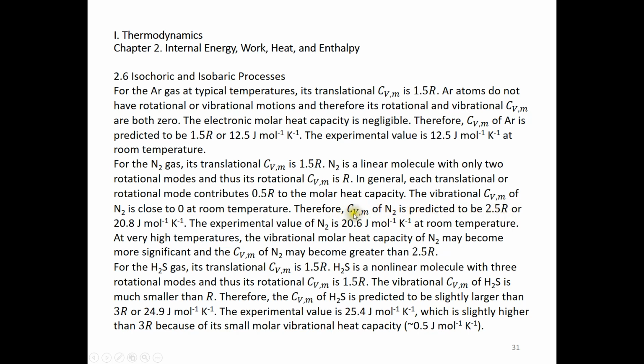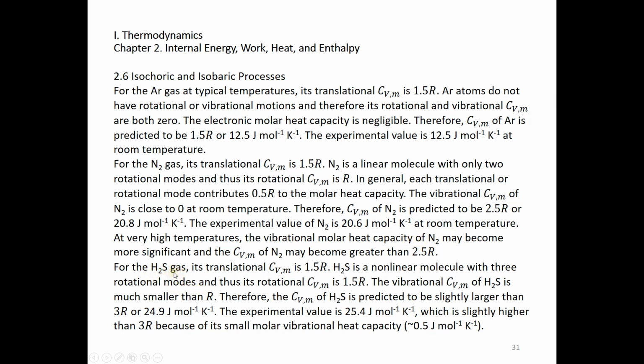Oh, I forgot to mention isochoric. Now R is roughly 8.3. If we do the math, it's going to be 20.8. What's the experimental value at room temperature? 20.6. Good enough. At a very high temperature, well, this value may exceed 2.5 R. Only because at very high temperature, well, it's possible for some nitrogen molecules to be promoted to higher vibrational energy level.